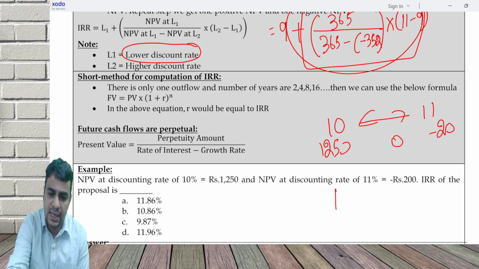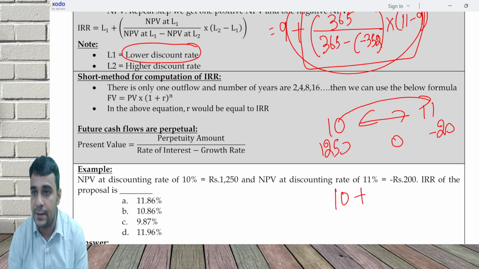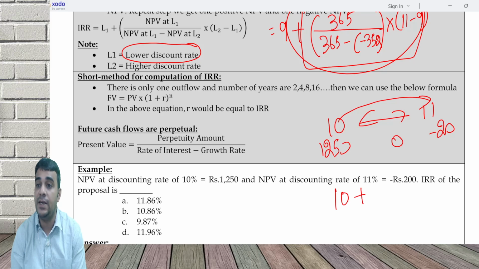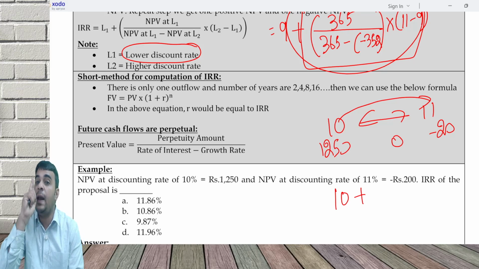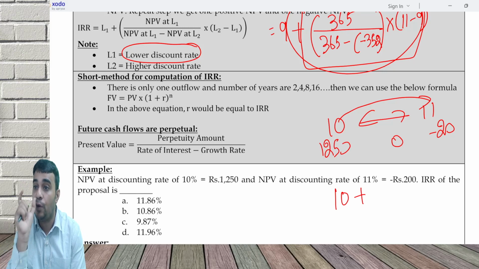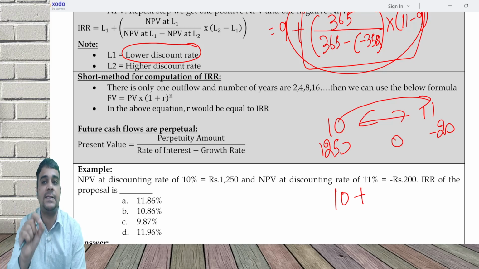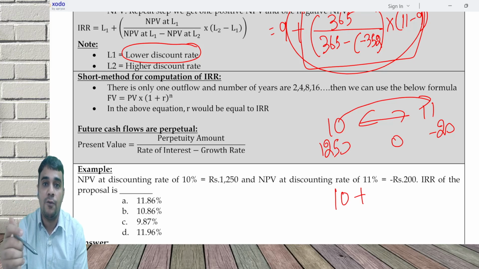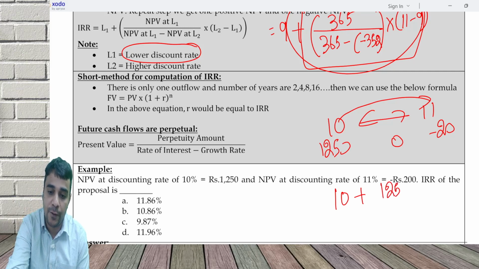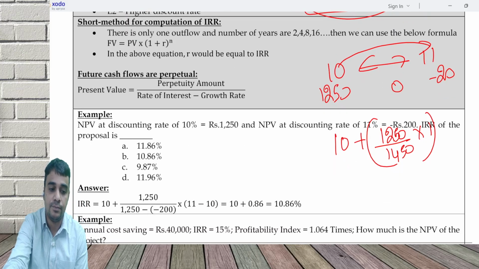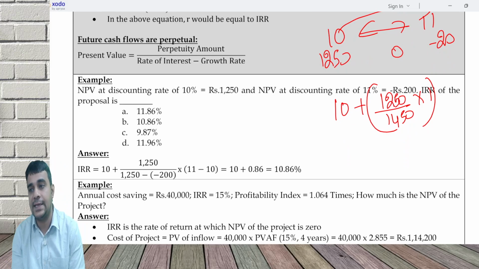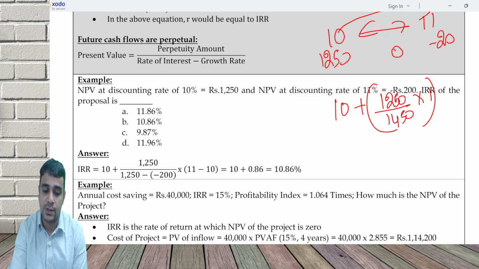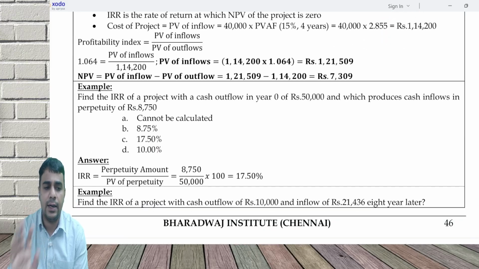What is the calculation? 10 plus, the difference in the rate is 1%. The difference in NPV is 1450. So 1% is leading to a change in NPV of 1450. What percentage will lead to a 1250 change? So 10 plus 1250 divided by 1450 into 1. What's the answer you get? 10.86%. Any doubts on this? Next class, we will start doing a little bit of problems on this.